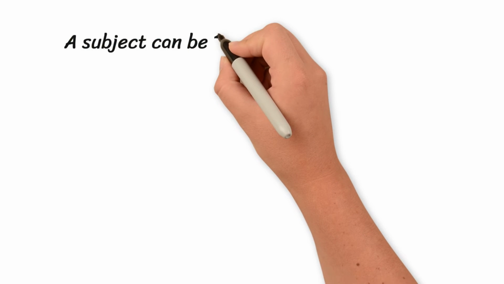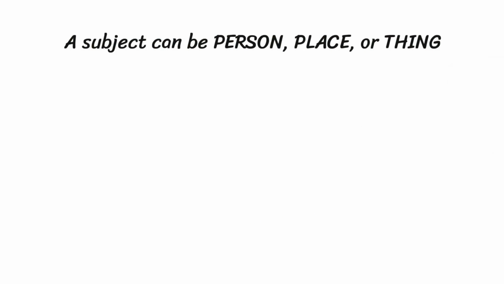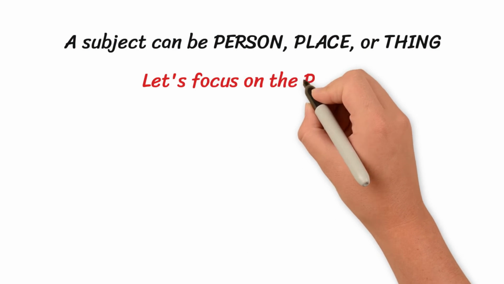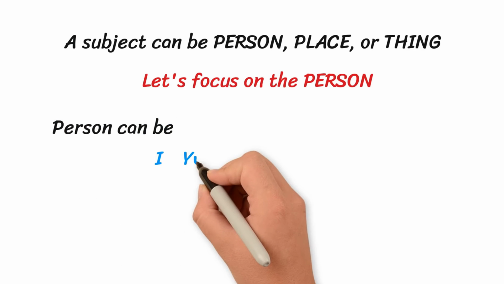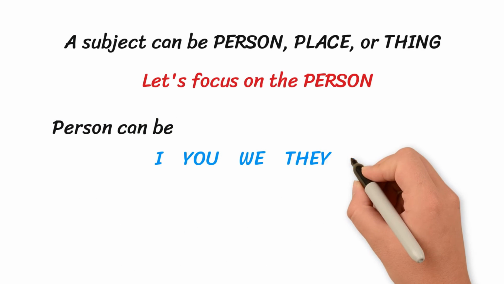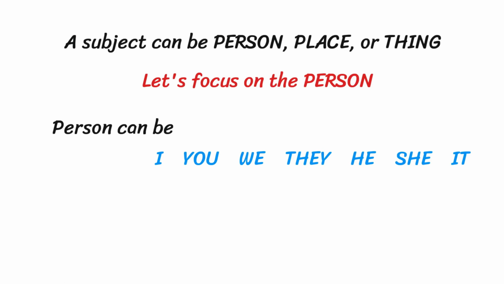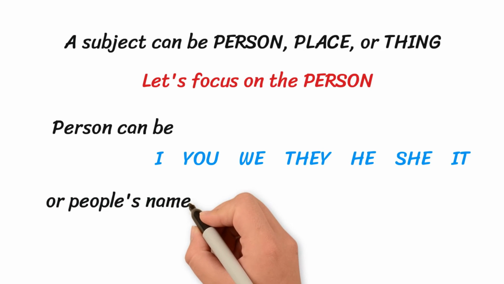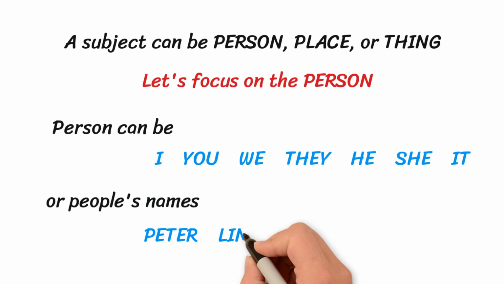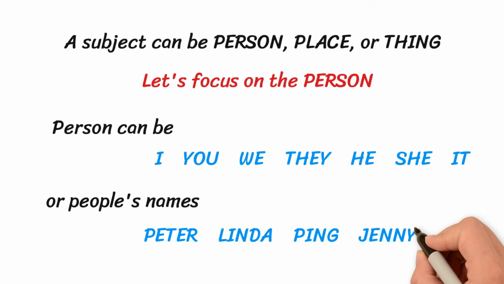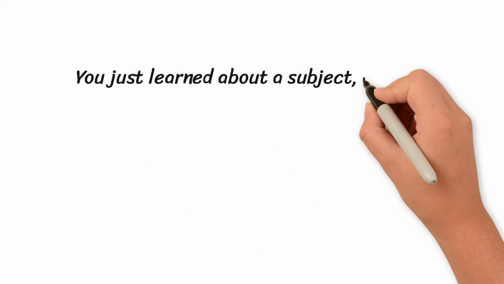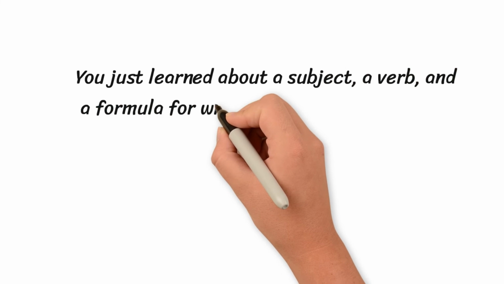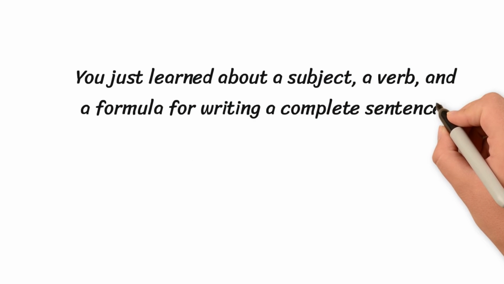A subject can be a person, place, or thing. Let's focus on the person. A person can be I, you, we, they, he, she, it, or people's names. Peter, Linda, Ping, Jenny, Jerry. You just learned about a subject, a verb, and a formula for writing a complete sentence.